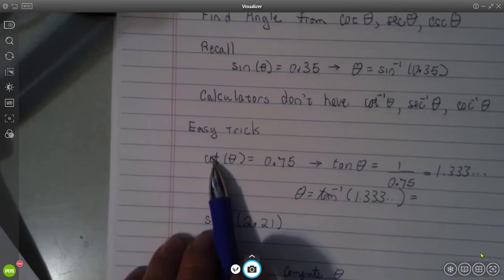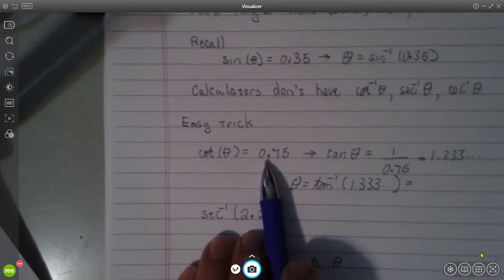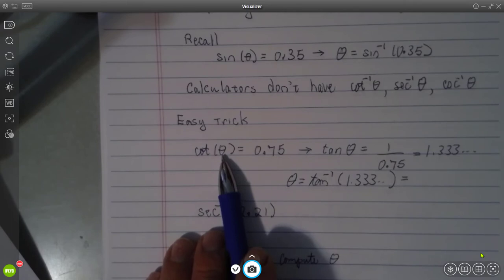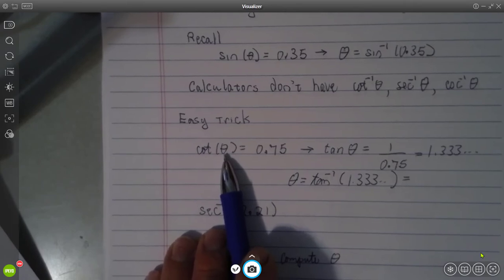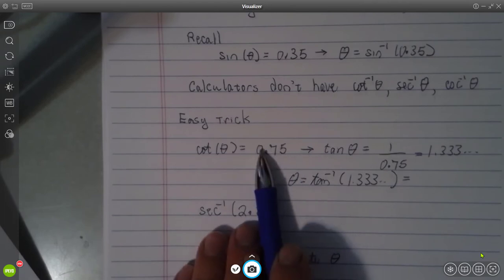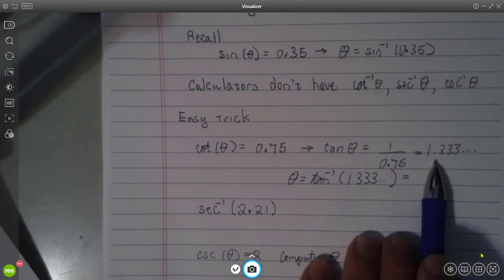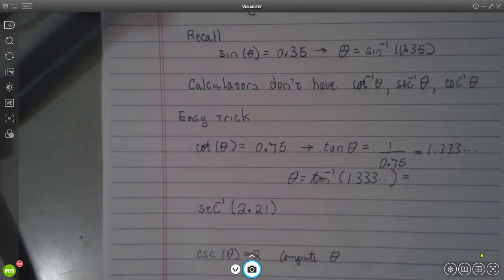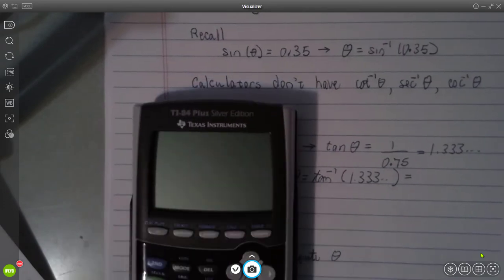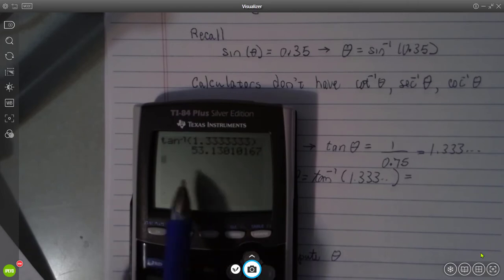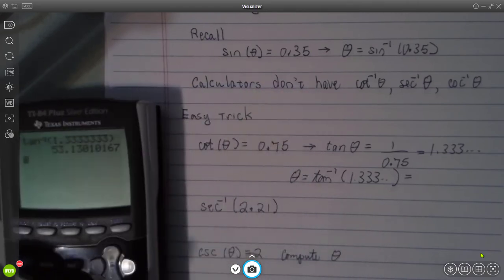Now, suppose we're given a problem like this one. We know that the cotangent of theta is 0.75. How do we find theta? Well, the trick is really quite easy. All you have to do is take the reciprocal of this. If the cotangent is 0.75, then the tangent must be 1 over 0.75, which is 1 1/3. Then we get out our calculator and we can find the inverse tangent in the usual way. Inverse tangent of 1.33, a bunch of them, and we come up with about 53.13 degrees.